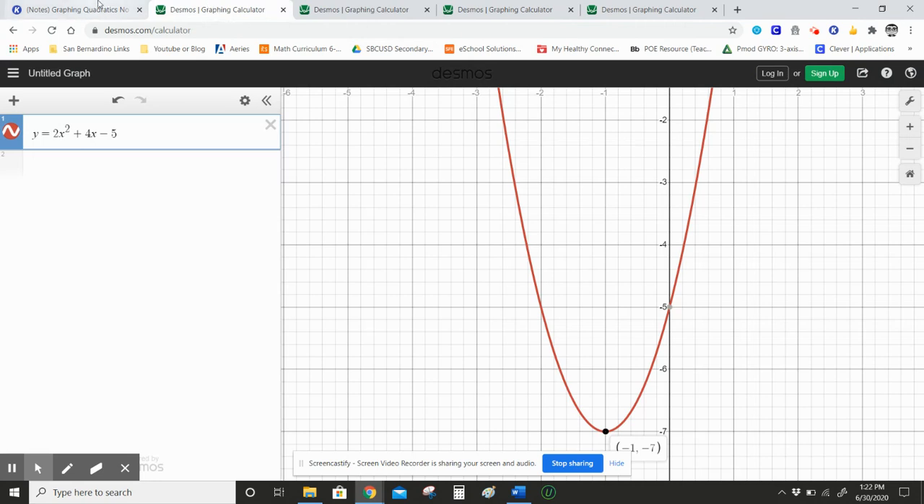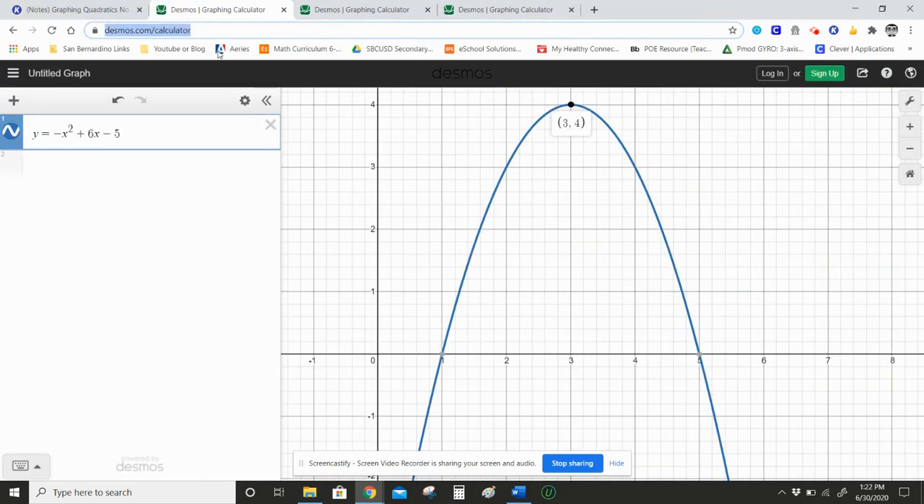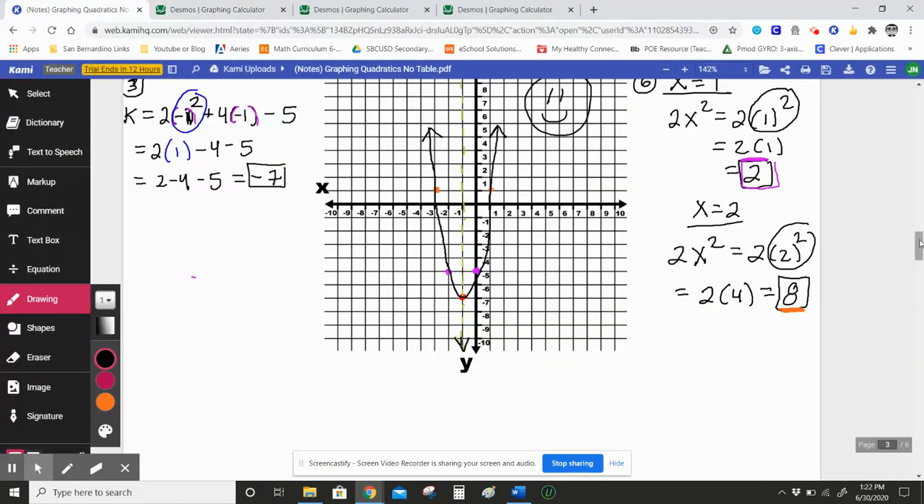Okay, so as we can see, everything else matches, right? The same vertex, and the y-intercept is right here, where it crosses the y-axis at 0, -5, and then it goes upwards. So you could always check your work using Desmos, or you could always check your work by plugging in points. Okay, let's look at another example really quick.